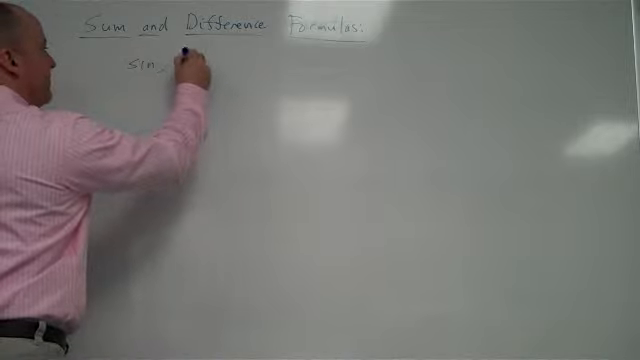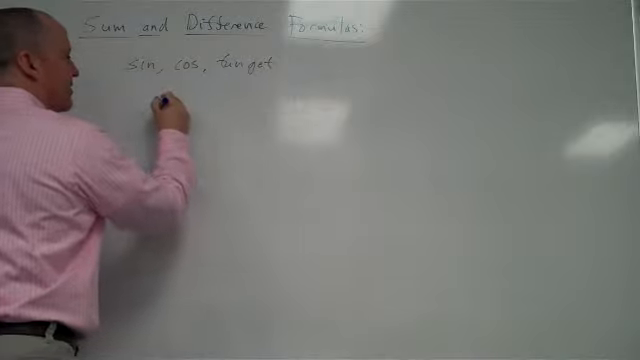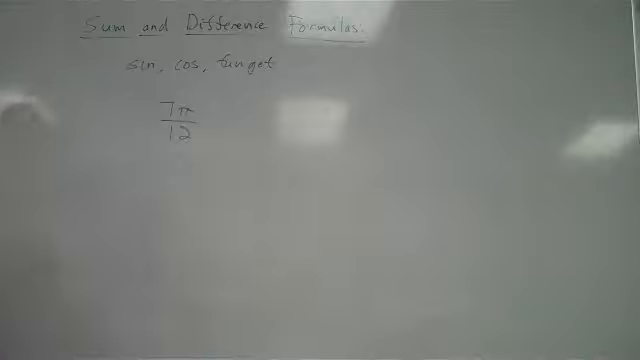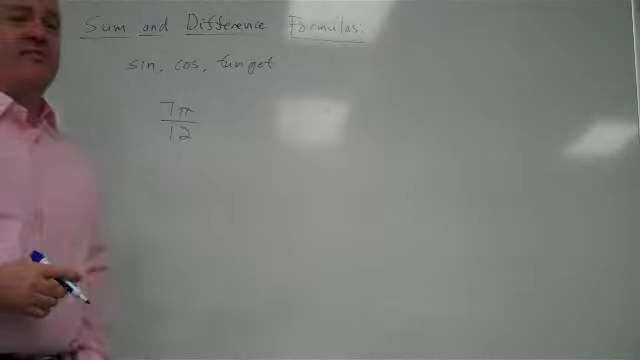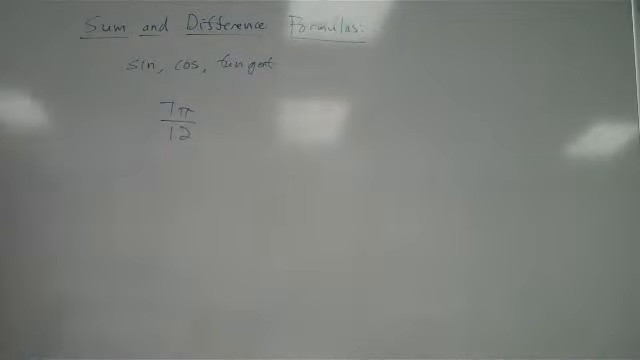the sine, cosine, and tangent of 7 pi over 12. Okay, 7 pi over 12. This is not one of the normal ones. In order to get these answers, you're going to have to find two angles and add or subtract to this. But first, you're going to have to know how many degrees that is.